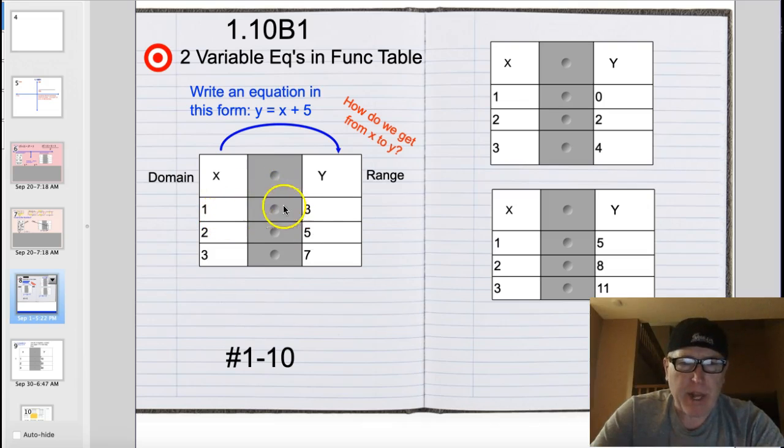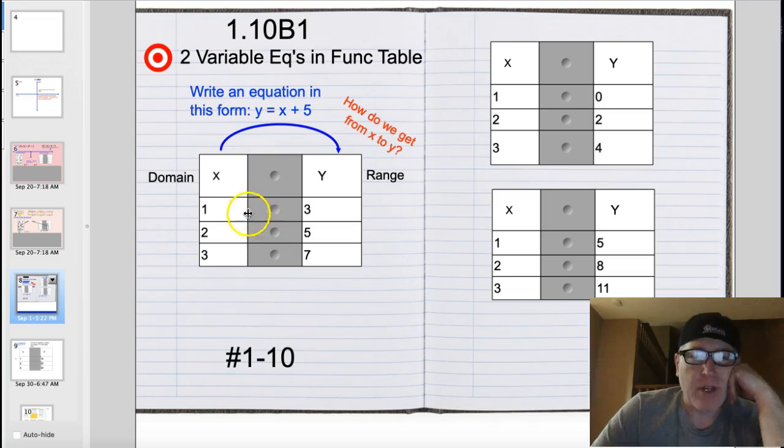Well, like I said, I always try to add first. 1 plus 2 is 3. 2 plus 2, that doesn't work. So it can't be addition. Then I try multiplying. 1 times 2, 1 times 3 is 3. 2 times 3 is not that.